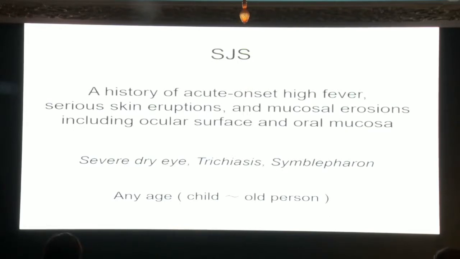So SJS has a history of acute onset high fever, serious skin eruption, and mucosal erosion, including ocular surface and oral mucosa, and usually there is severe dry eye, trichiasis, and symblepharon in the chronic stage. So a person of any age can develop SJS.